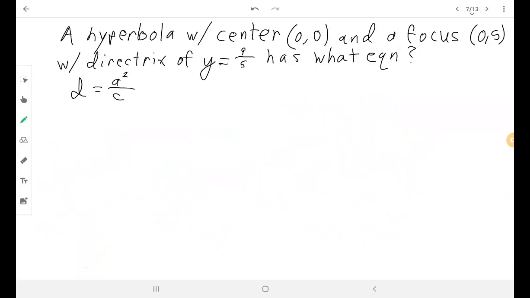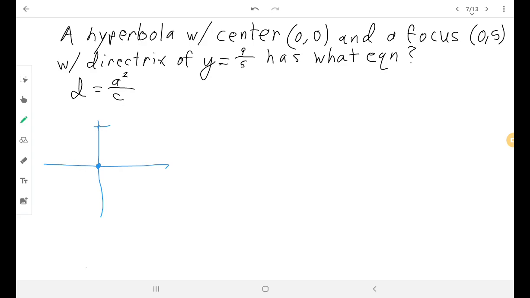Let's talk then about a hyperbola with center 0, 0, that is at the origin, and a focus point of 0, 5 with a directrix with an equation of y equals 9/5. What equation does it have? So let's sketch this out again, and I've again reminded you of how the directrix is calculated here. So center at 0, 0, a focus point at 0, 5.